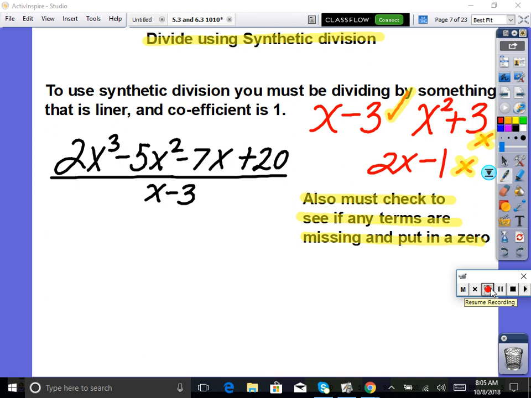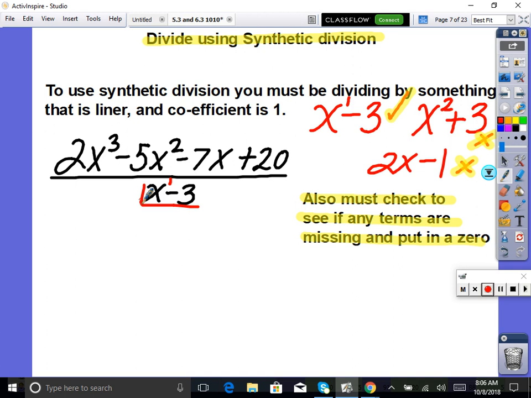Got it. So synthetic division is just another way of dividing. It's much quicker than long division. The only problem is we can only use it on very rare occasions. Here is the rule. If you want to use synthetic division, look at what you're dividing by, not the top. The top can be anything. The bottom, however, like the x minus 3, has to be linear, meaning degree 1, and it has to have a leading coefficient of positive 1.